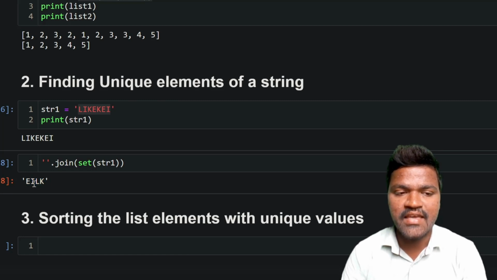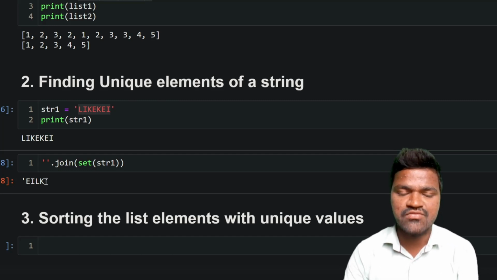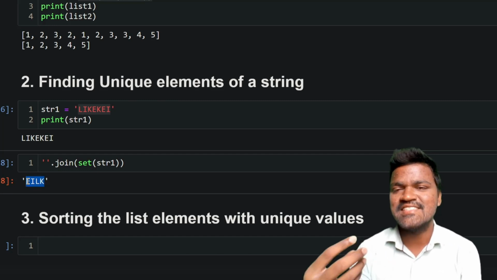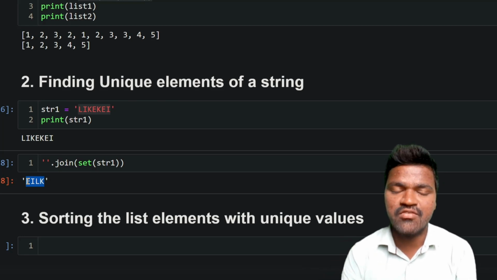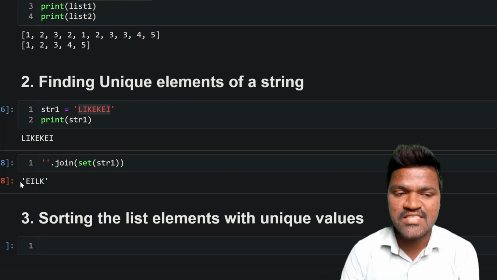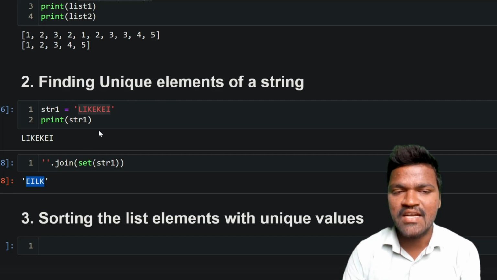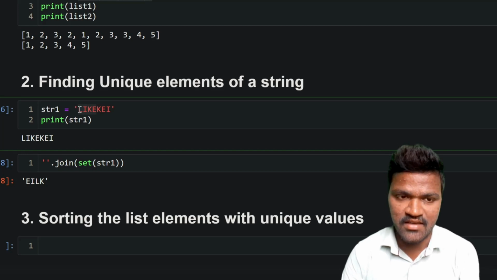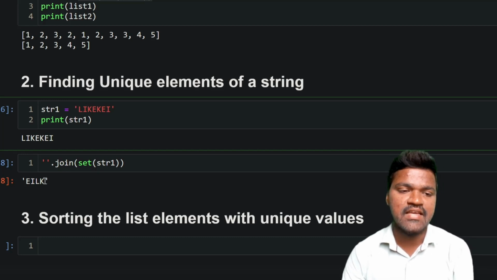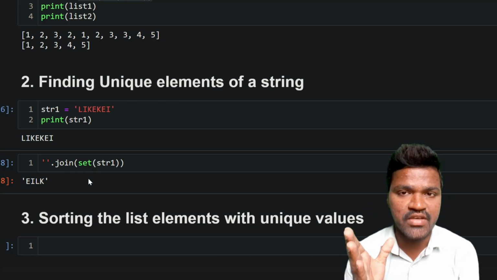Now if I execute this, we can see we are getting a string which has the elements EILK. The reason we are getting it in this format is because a set is considered an unordered collection, right? We don't know the order in which the characters are preserved. Because of that reason only we are getting the characters EILK. So we may not get the exact order that we had previously. Anyway, we are getting all the unique values of a string, right?